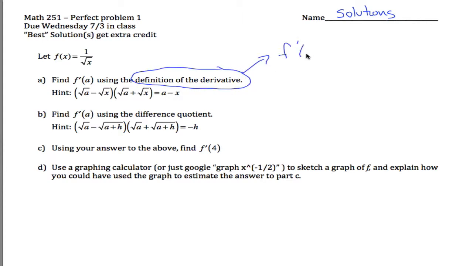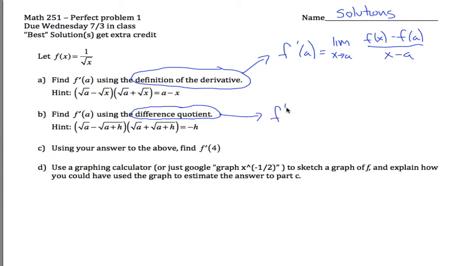What that tells me is that f prime of a is equal to the limit as x approaches a of f of x minus f of a over x minus a. And as long as I'm here, difference quotient, something that will be relevant for future parts of this problem, tells me that f prime of a can also be found by evaluating the limit as h approaches 0 of f of a plus h minus f of a divided by h. So these are two things that will be relevant. I'll refer to these throughout the problem. But let's go ahead and get started.